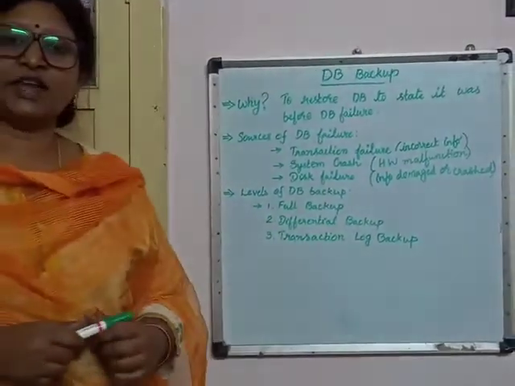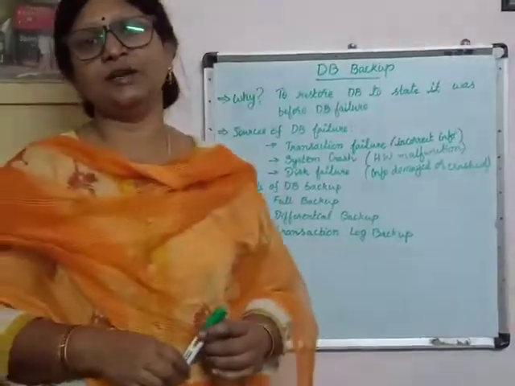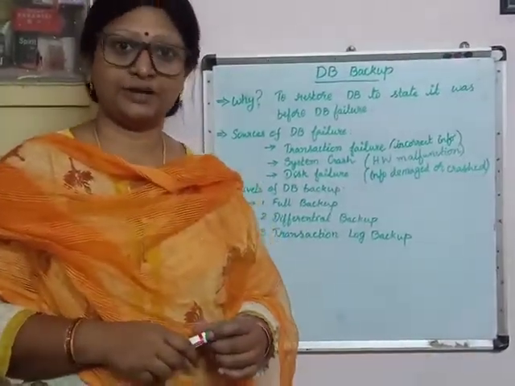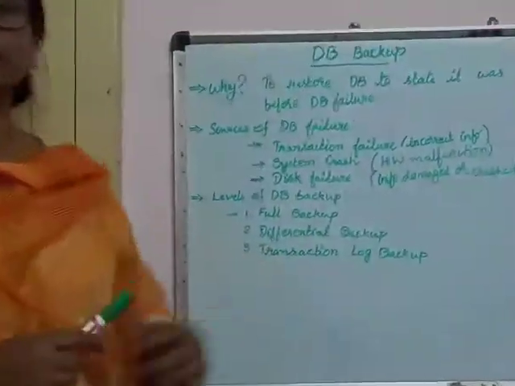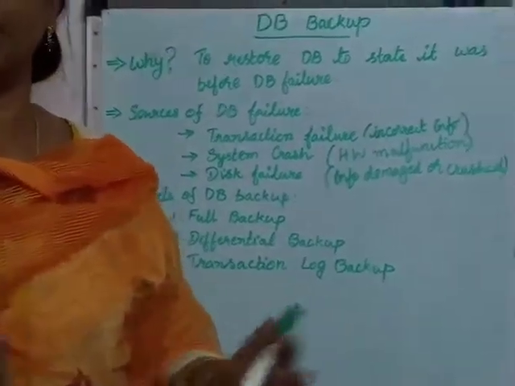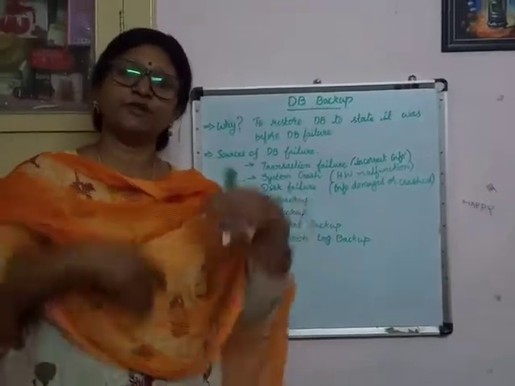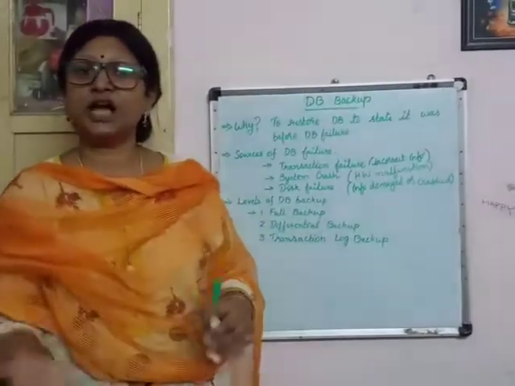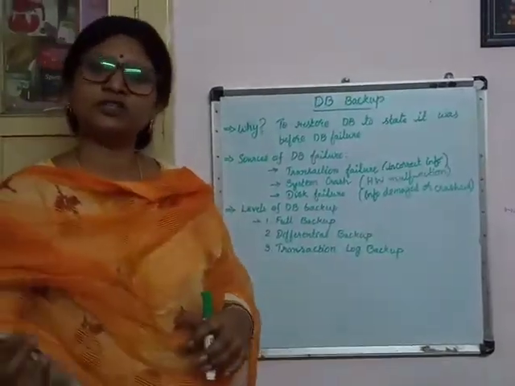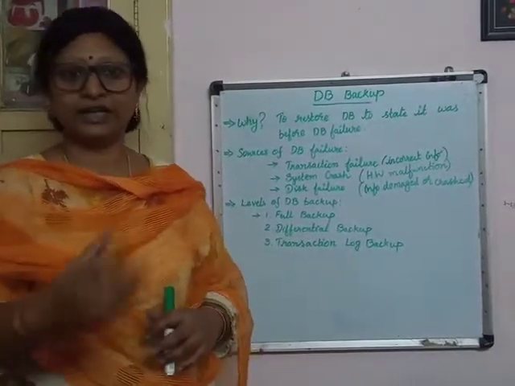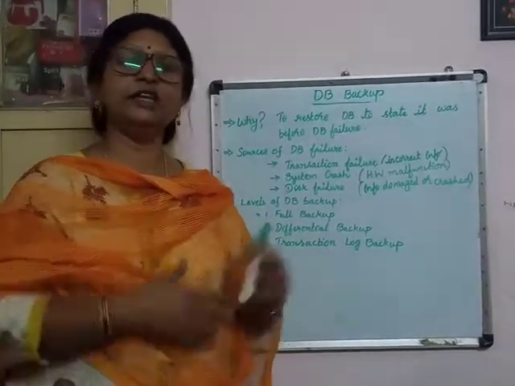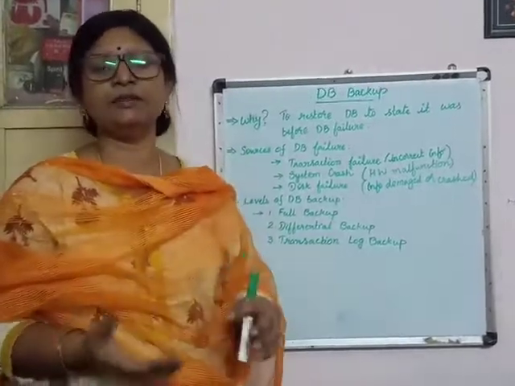So let us understand what the levels of database backups are. The first level is a full backup. A full backup, as the name says, is a complete backup of the database from the first transaction till the last transaction just before the backup is taken. Generally it is a periodically taken backup.